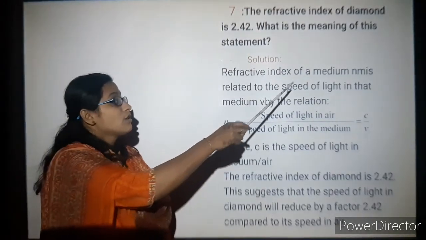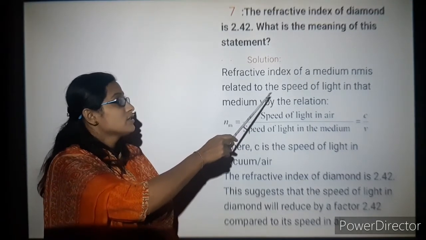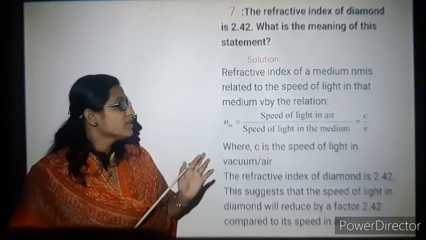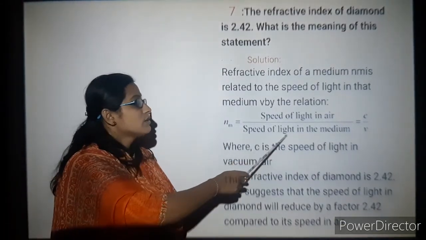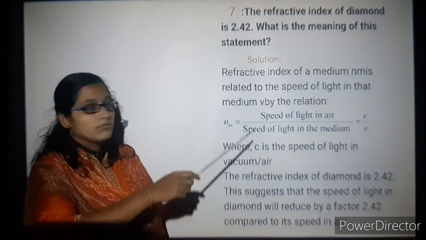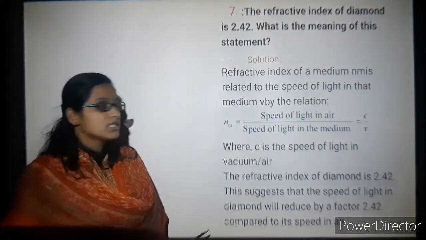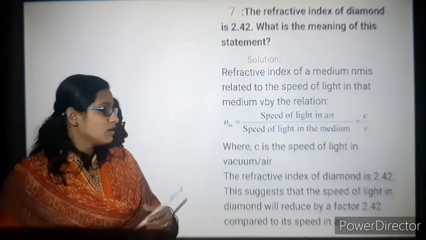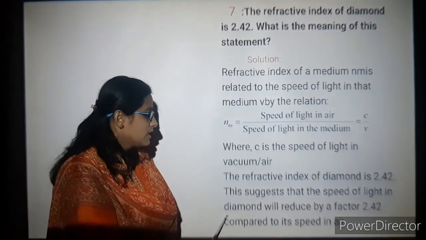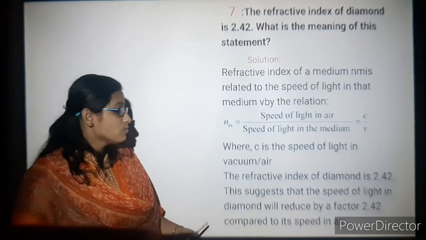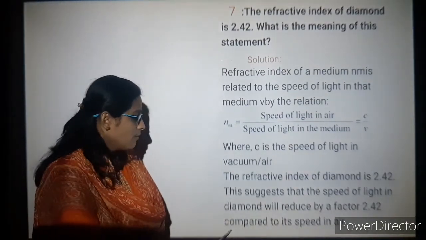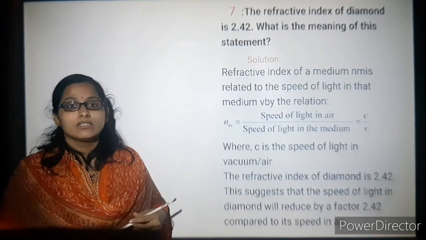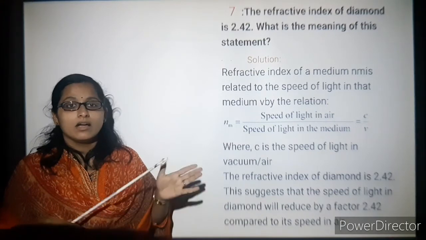The refractive index of a medium is related to the speed of light. It is always compared to the speed of light in that particular medium. So it is the speed of light in air and the speed of light in the medium. You can substitute it as c by v, where c is the speed of light in vacuum or air, with respect to the refractive index of diamond. So this suggests that the speed of light in diamond will reduce by a factor of 2.42 compared to its speed in air. It is almost related to the previous question with respect to the glass and the air medium.